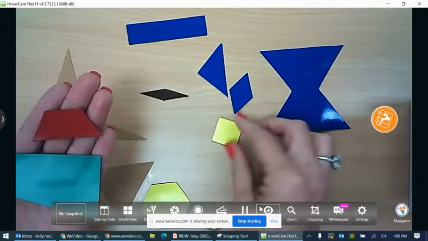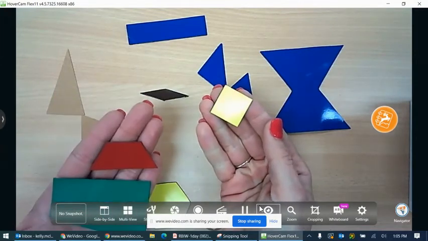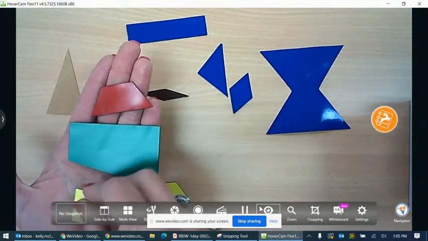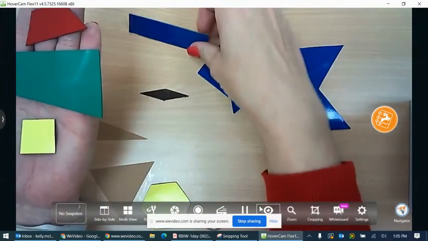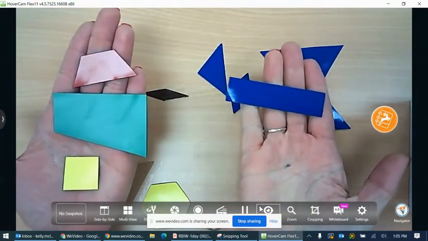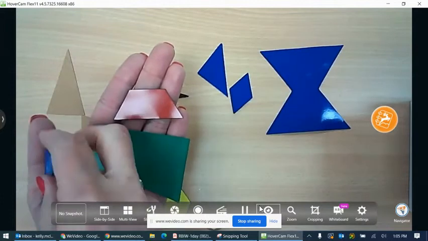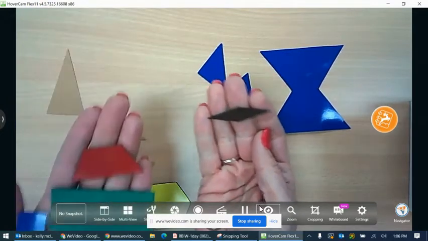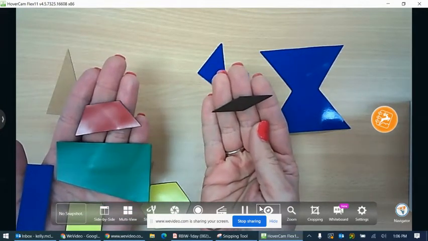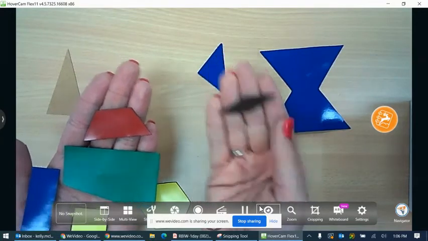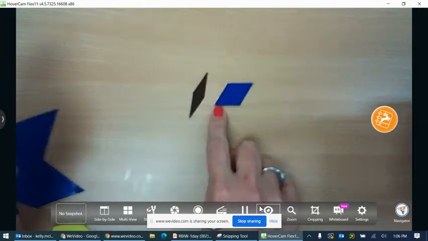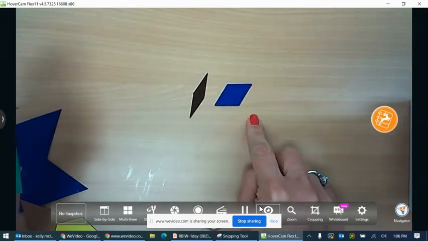I'm also looking at this square, and the square has 4 vertices, 4 angles, and 4 sides. This rectangle we just counted has 4 angles, 4 vertices, 4 sides. And this rhombus, or this diamond, has 4 vertices, 4 angles, and 4 sides. I'm going to slide these out of my way. And I've got one more here, and this is a larger rhombus. This has 4 sides, 4 vertices, and 4 angles.